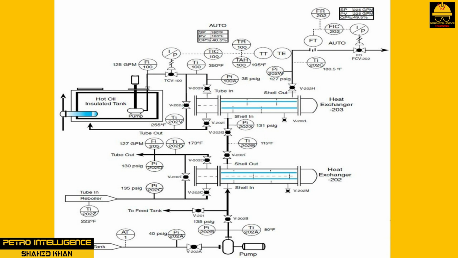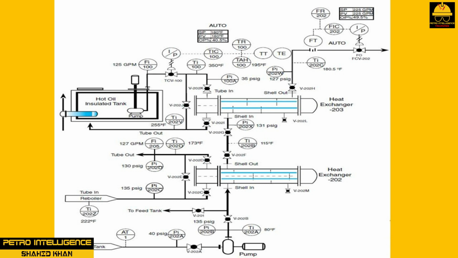11. Set TIC 100 to 180 degrees Fahrenheit and put in auto. 12. Start hot oil pump. 13. Increase FIC 202 to 100 GPM and let heat transfer system line out. 14. Increase FIC 202 to 150 GPM and let heat transfer system line out. 15. Ensure flow from reboiler to EX202 to tank farm is moving and pressure instrument readings are normal.